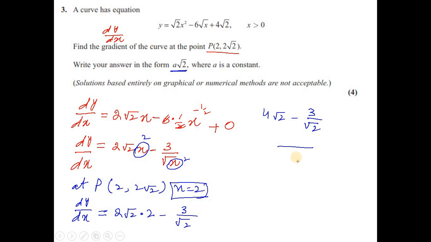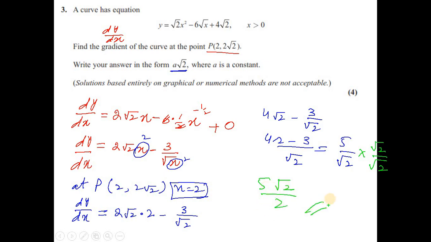So don't give the answer in decimal. You will have to take the LCM. The LCM is root 2, and root 2 multiplied with this gives 4 times 2 minus 3, and then 4 times 2 minus 3 is 5 upon root 2. Then you rationalize it again, multiplying by root 2, so your final answer is 5 root 2 divided by 2. This is the form in which you can write it, and a is equal to 5 by 2 if they ask you to find it.